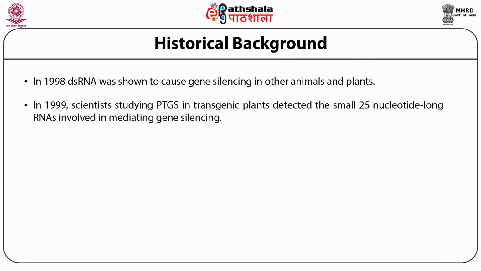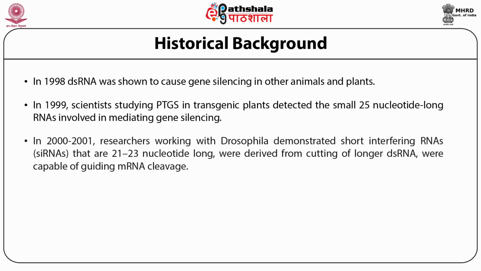In 1999, scientists studying PTGS in transgenic plants detected the small 25 nucleotide long RNAs involved in mediating gene silencing. In the years 2000 to 2001, researchers working with Drosophila demonstrated that short interfering RNAs, known as siRNAs, were 21 to 23 nucleotides long and were derived by the slicing of longer double-stranded RNA, and that they were capable of guiding mRNA cleavage.